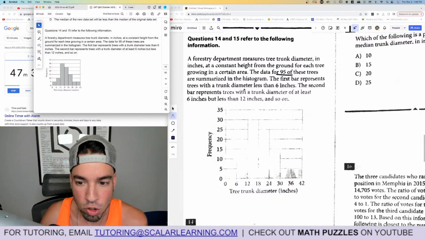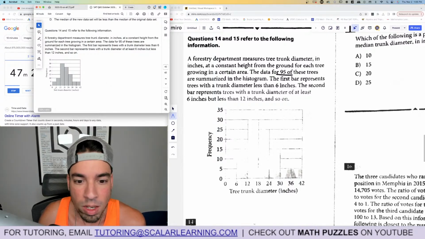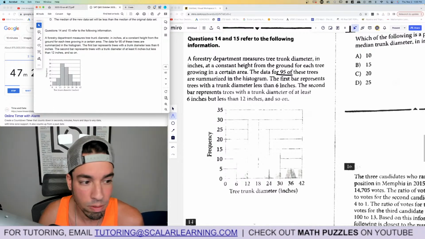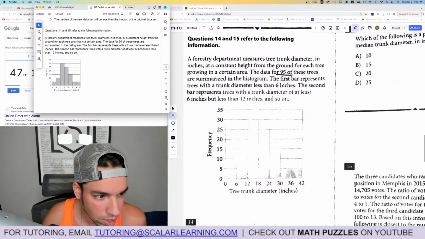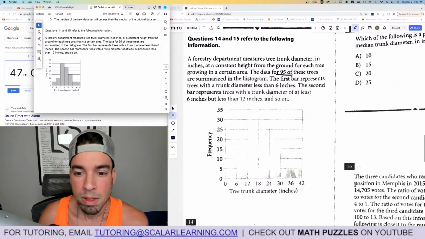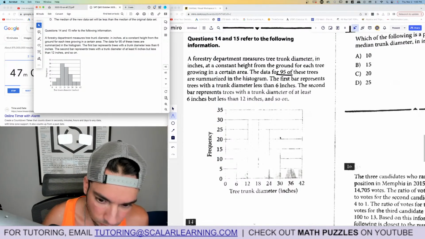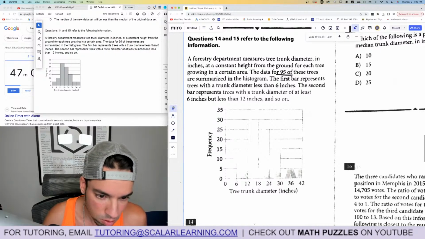The first bar represents tree trunk diameter less than 6 inches. Yeah, sure. So 0 to 6. The second bar represents trees with trunk diameter of at least 6, less than 12. All right. Did it say it's integers? No, it doesn't say integer. So technically it could be like 6 to 11.99999, whatever. Okay. So I understand that. Now let's go down.